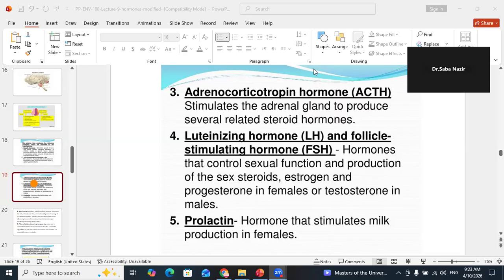This particular hormone is responsible for stimulating milk production in females. After the birth process, the anterior lobe of the pituitary gland is activated and causes the secretion of prolactin, which activates the mammary gland to produce milk secretion.